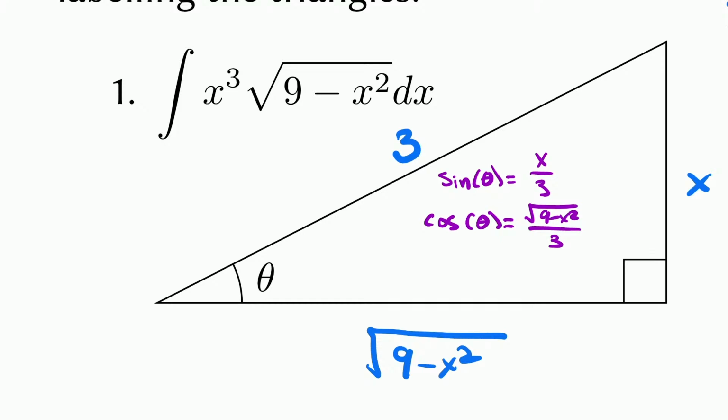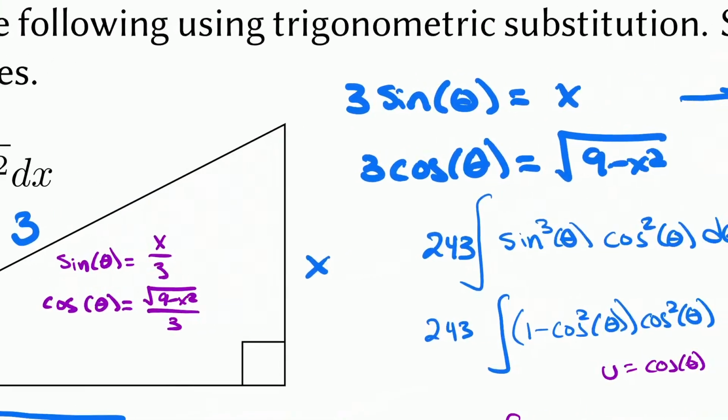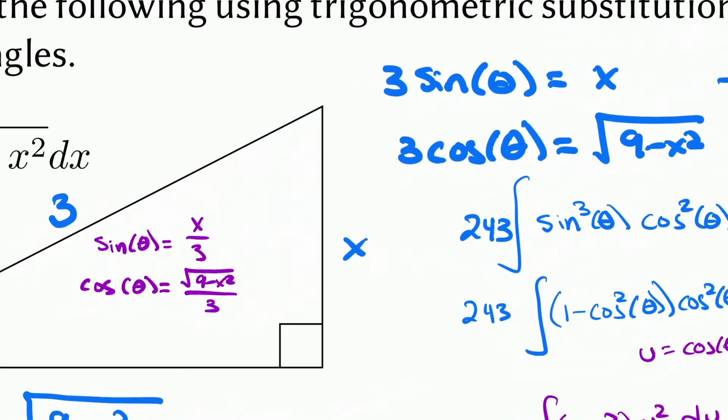So these are things that you can actually write down based on this, and this is going to take the place of our substitution. Let me show you what I actually wrote down over here. Basically, I took those two things in purple that you're familiar with, and I just rearranged them a little bit because I knew that I was going to want to solve for x and solve for this radical. So I've got 3 sine of theta is x, and 3 cosine of theta is the square root of 9 minus x squared. So we have those two things that are going to be the building blocks for the substitution.